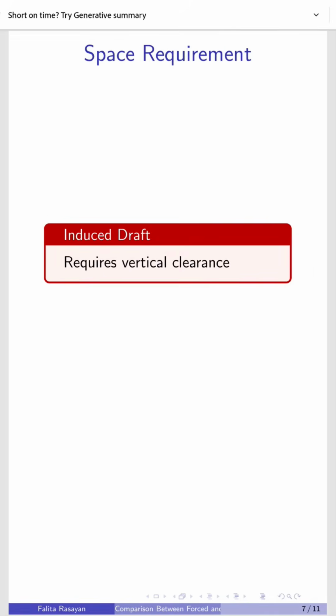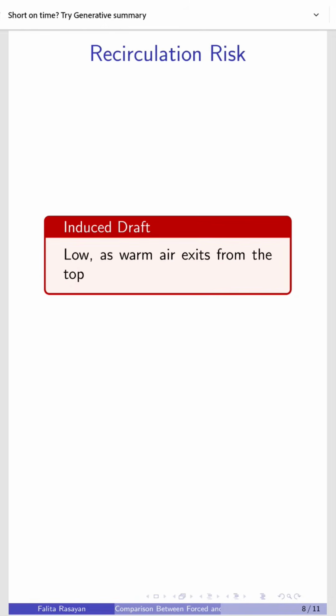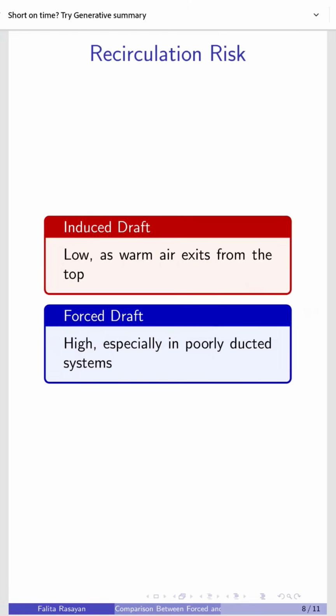When it comes to space requirement, you have to have some clearance above due to the fan at the top for induced draft, but the forced draft is very compact. Recirculation risk is very low in case of induced draft as the fan is on the top, while in forced draft, the fan is at the bottom and it gets sucked in by the hot air going out.